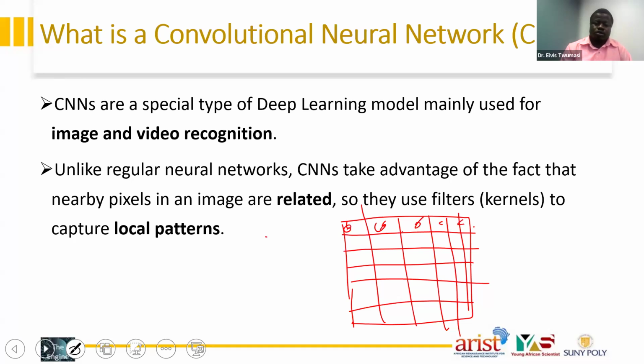So every box within a picture is called a pixel, right? So we can use this idea of your image being pixels to do something. And that's what we want to look at using convolutional neural networks.